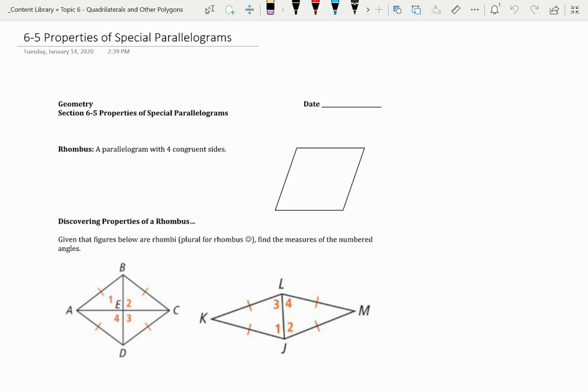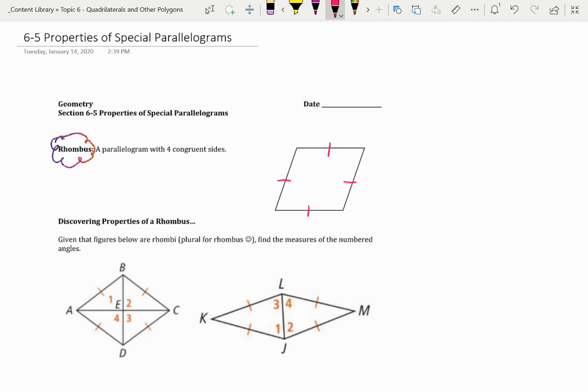Alright guys, today we're going to talk about properties of special parallelograms. A special parallelogram can be considered a rhombus. A rhombus: a parallelogram with 4 congruent sides. So all of our sides are congruent. Okay. Discover properties of a rhombus.